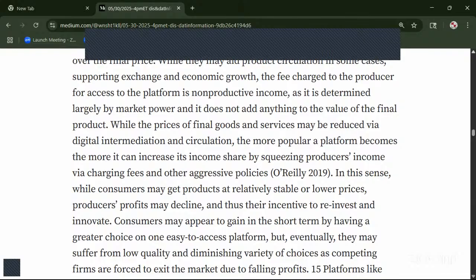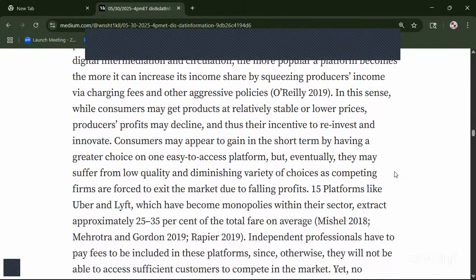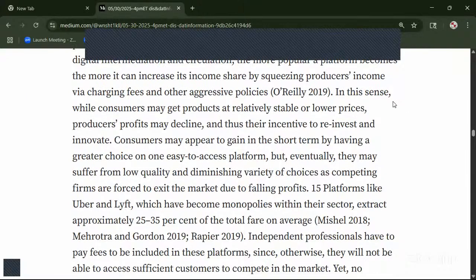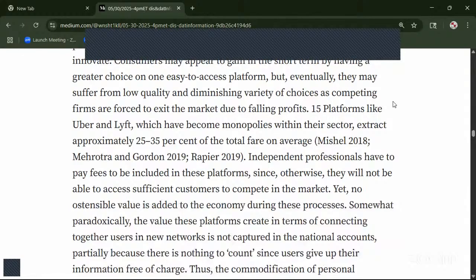Consumers may appear to gain in the short term by having a greater choice on one easy-to-access platform, say, Amazon, but eventually they may suffer from low quality and diminishing variety of choices as competing firms are forced to exit the market due to falling profits. Platforms like Uber and Lyft, which have become monopolies within their sector, extract approximately 25 to 35% of the total fare on average. Independent professionals have to pay fees to be included in these platforms, since otherwise they will not be able to access sufficient customers to compete in the market. Yet, no ostensible value is added to the economy during these processes.